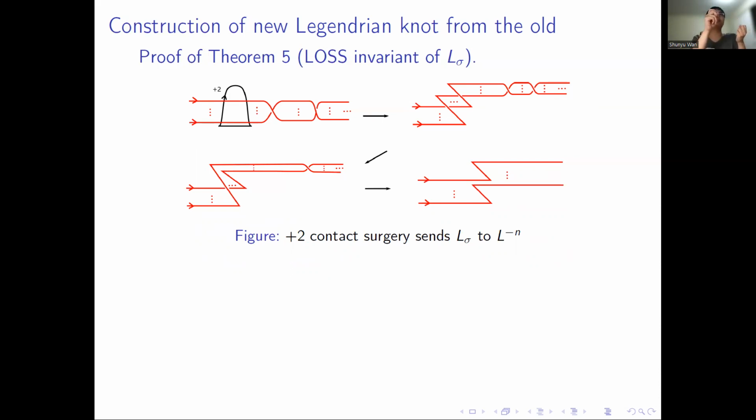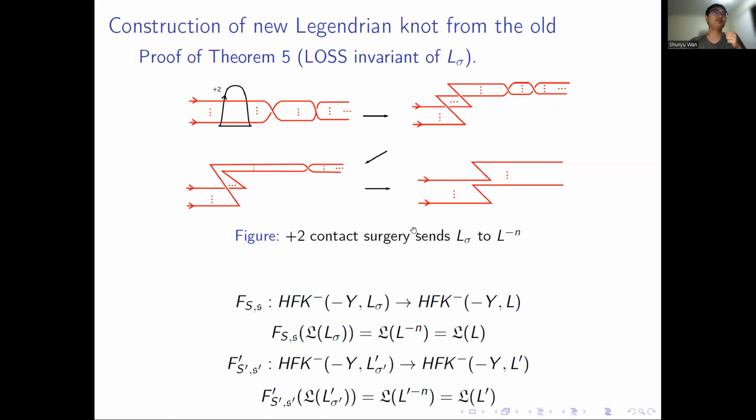I mean the result will become a split stabilization of the original e_i. Okay, so that means your +2 contact surgery will send your L_sigma to the original L with a negative stabilization. Then by the naturality theorem, it will send the loss invariant of L_sigma to the loss invariant of L with negative stabilizations. Moreover, by the theorem from Lisca, Ozsváth, Stipsicz, and Szabó, negative stabilizations won't change the loss invariant. So it's equal to the loss invariant of the original knot L.